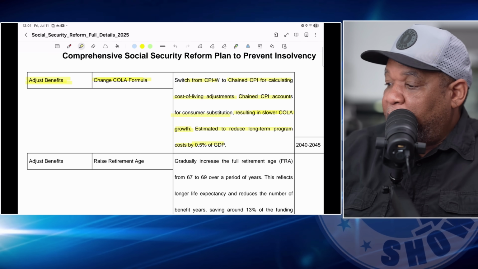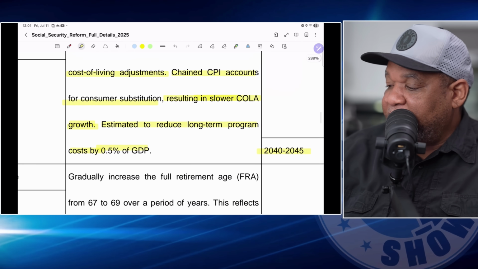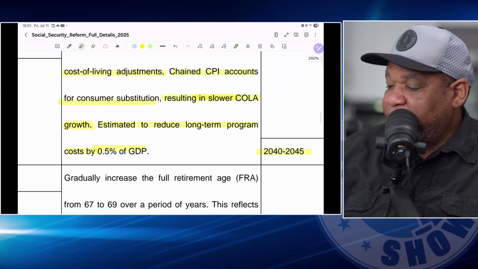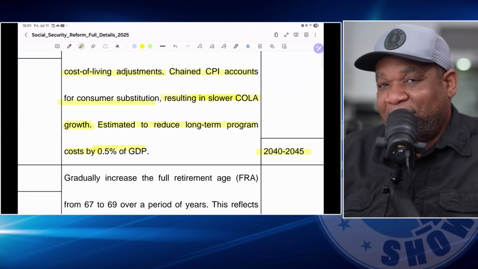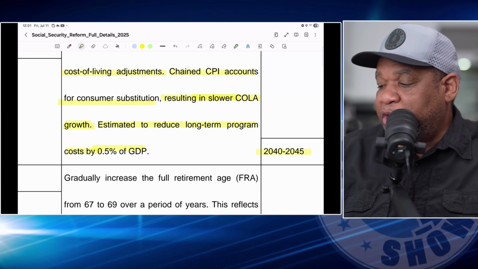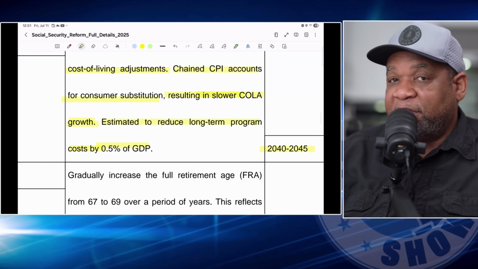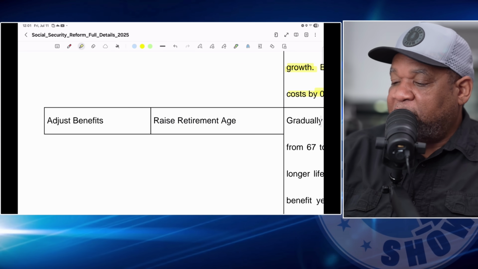So now let's look. I want to take a look at this, and this is important. How long is this going to be extended out to? So it's between 2040 and 2045. So it's not that much time. We're looking at maybe, let's just average it out, about 10 more years than what you would get in the current situation that we're in. Okay, let's look at another adjustment.